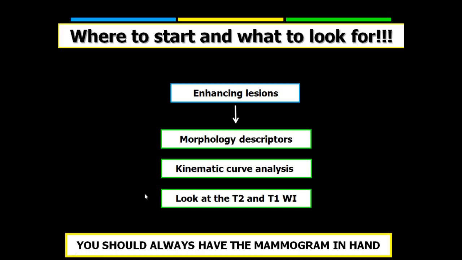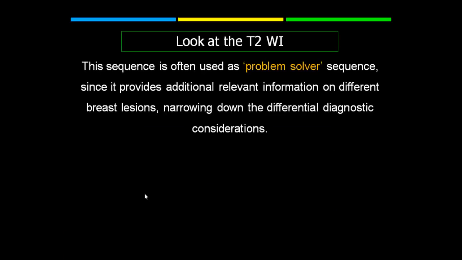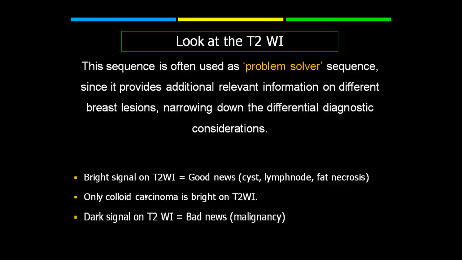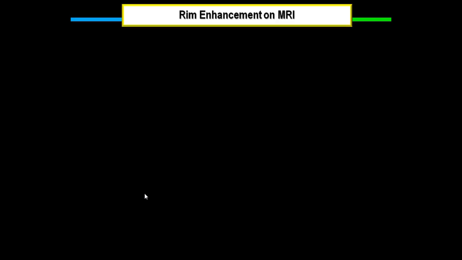After looking at the morphology and the kinetic curve analysis, we have to look at the T2 and the T1 weighted images. The T2 weighted sequence is often known as the problem solver sequence, since it provides additional relevant information on different breast lesions, narrowing down the differential diagnosis. If we have a bright signal on T2 weighted images, that means we have good news. It might be either a cyst, a lymph node, or a fat necrosis, and only colloid carcinoma is bright on T2. While if we have a dark signal on T2 weighted image, that means we have bad news.